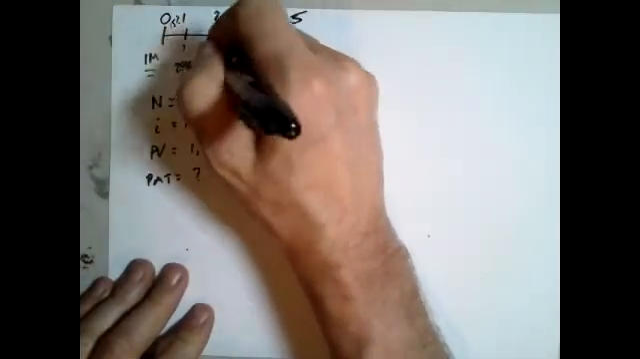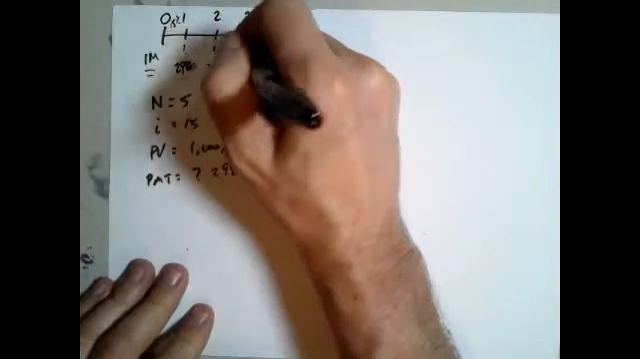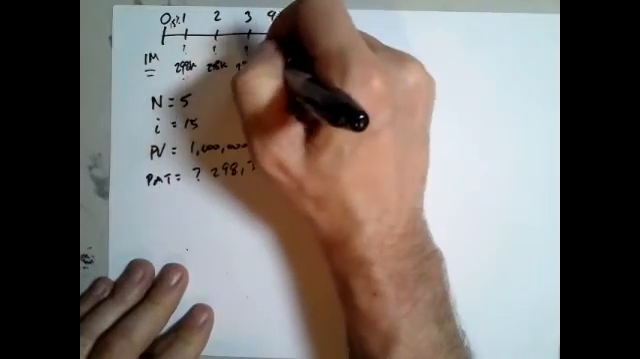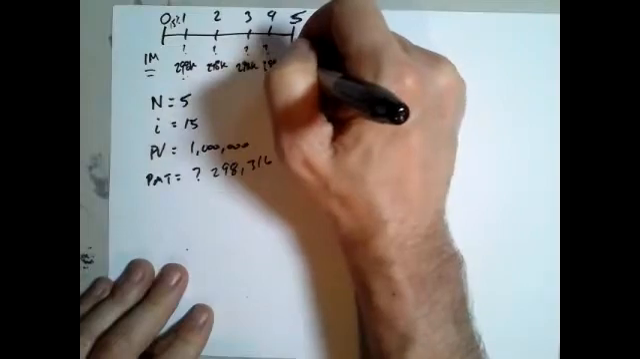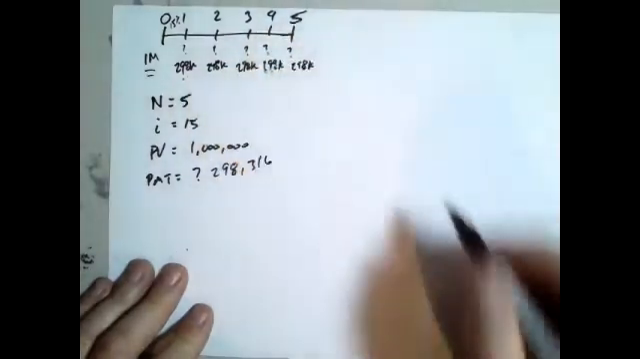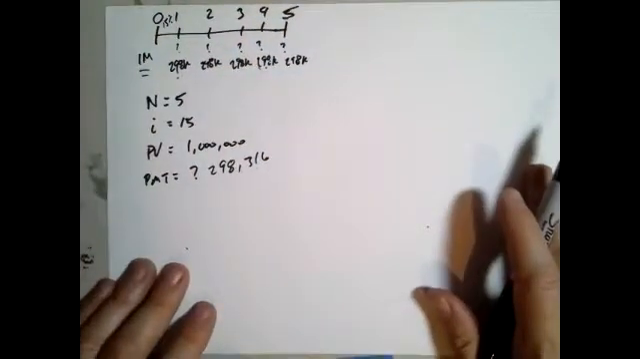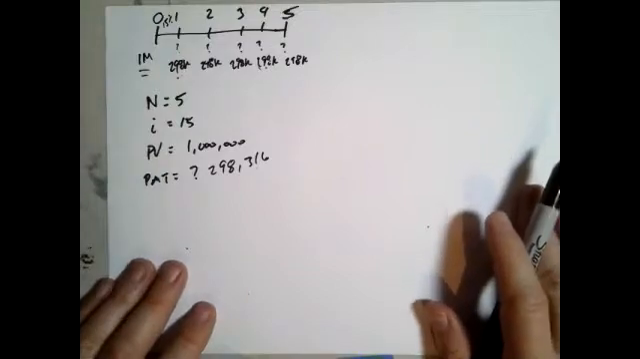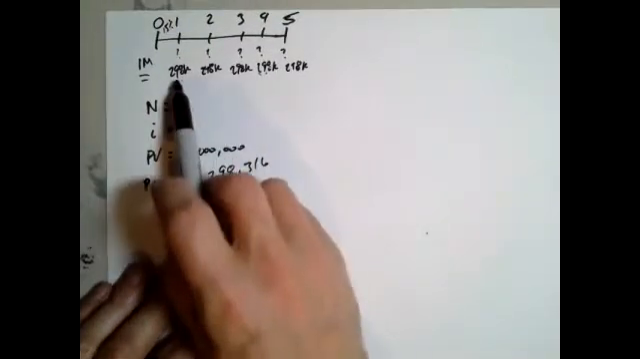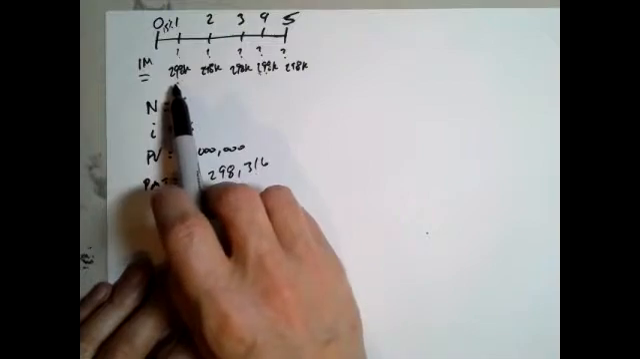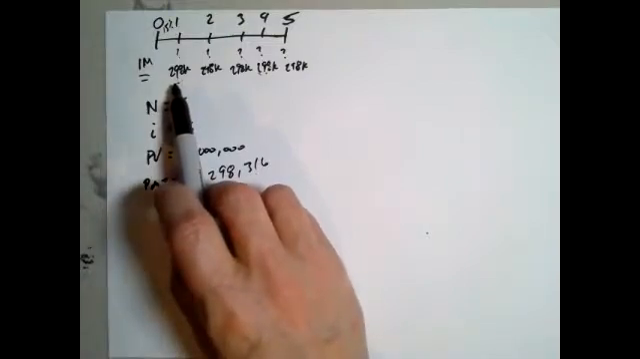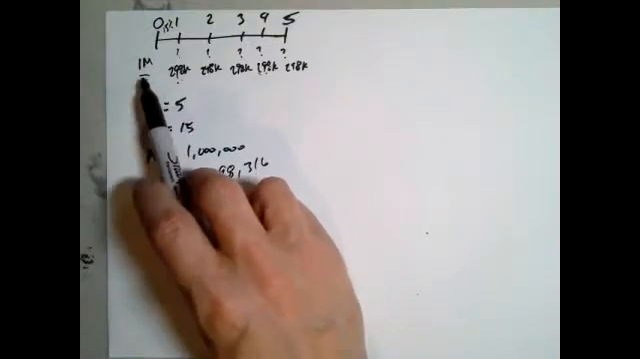So the payment is $298,316. So 5 payments of roughly $298,000. Now, each year that we make this payment, a portion of that payment is interest, and a portion of that payment is payment down on the principal.